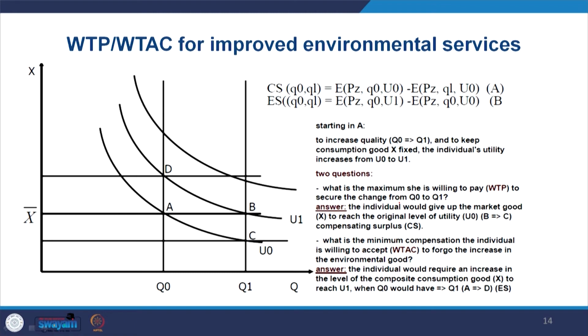So, now there are two approaches to quantify here how much the compensation should be given and how much is the equivalent surplus. Here, what is the maximum amount she or he is willing to pay to secure the change from Q0 to Q1? In that case, the individual would be willing to make the goods X reach the original utility U0 from B to C.